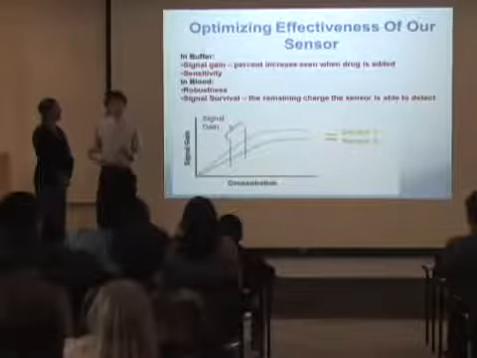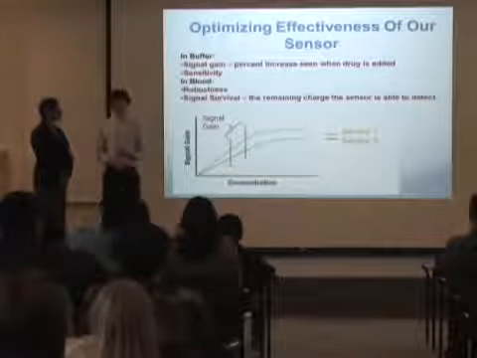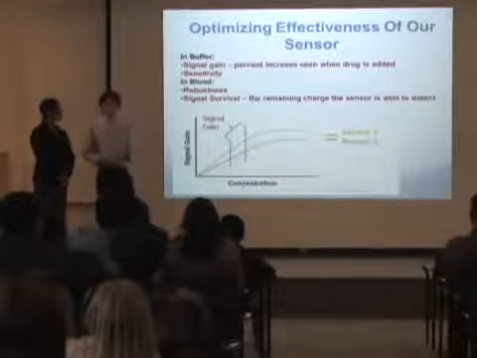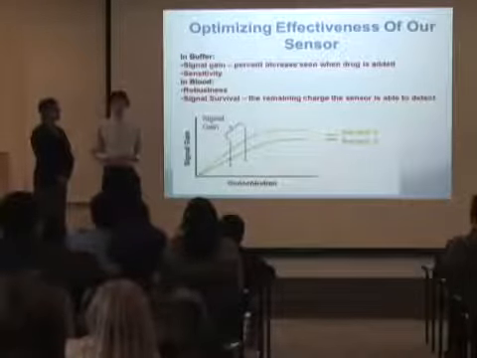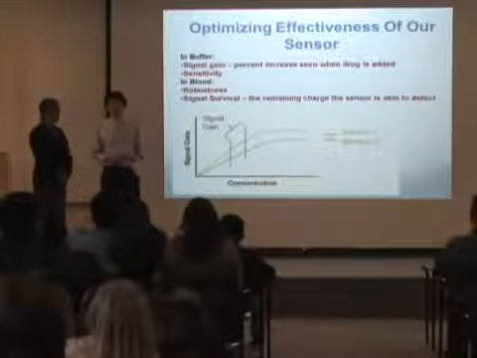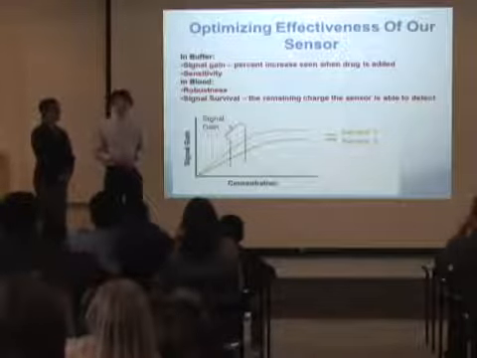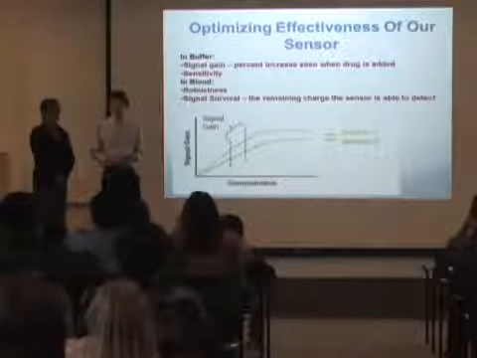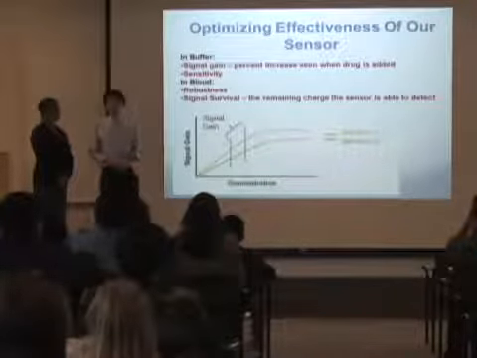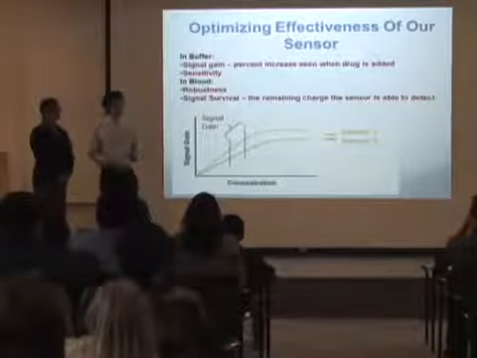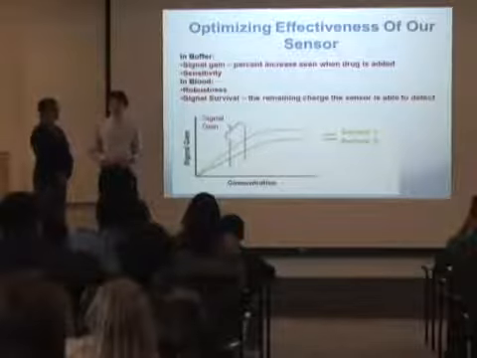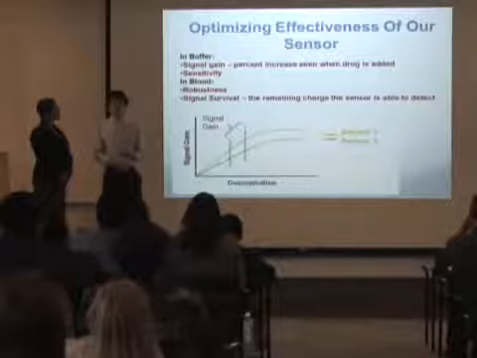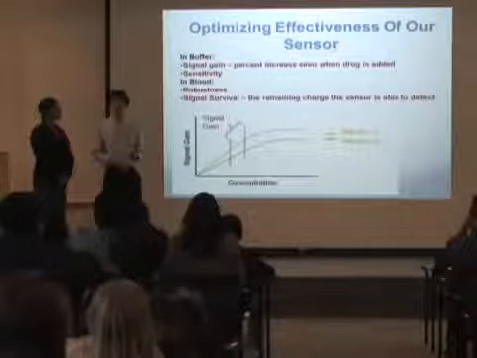In blood, we were looking for two different things. We were looking for the robustness, and we were looking for the signal survival. So robustness is saying, in blood, our sensors act differently than in buffer in the fact that there's a decay in our signal change. So we were looking for how well our test sensors decayed when we put them in the blood. And we were also looking for signal survival. Since the signal is decaying over time, we had to test whether or not a signal change can occur when we add our drug.